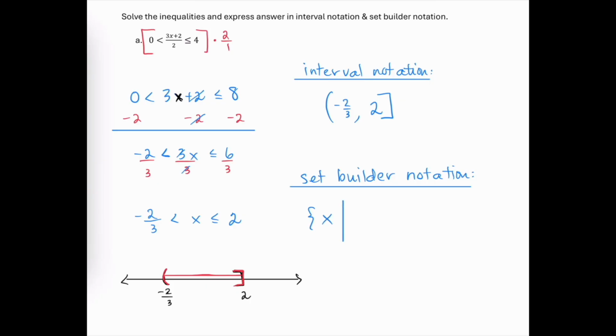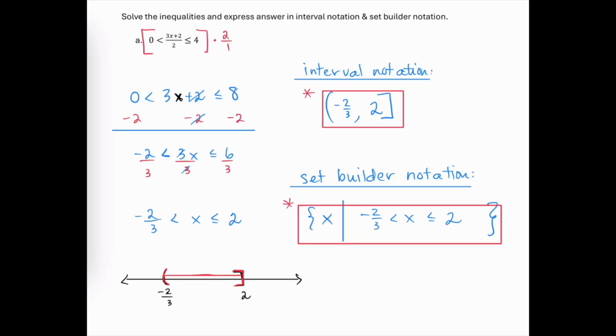The vertical bar means such that, so we're going to leave space in the center for the criteria, and then we close the set with another curly bracket. The criteria field is where we put the inequality version of our solution. So we're just going to copy and paste this inequality into the criteria field of the set builder notation. And these are our answers written in both set builder notation and interval notation.